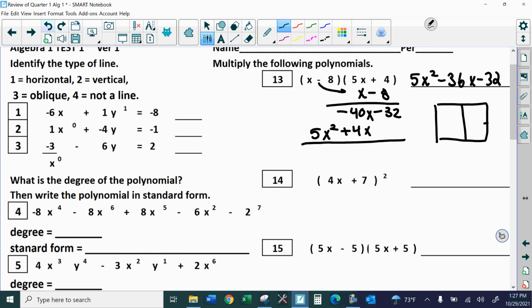Box method: you draw a box and put the terms on the outside. So I have an x and a negative 8 here, that's for the x minus 8, and I have a 5x and a plus 4 right there. Then I multiply the row by the column.